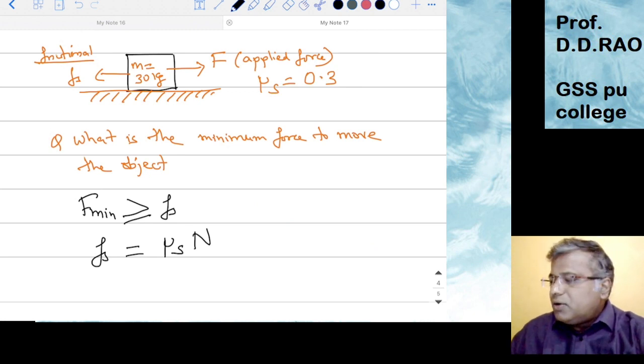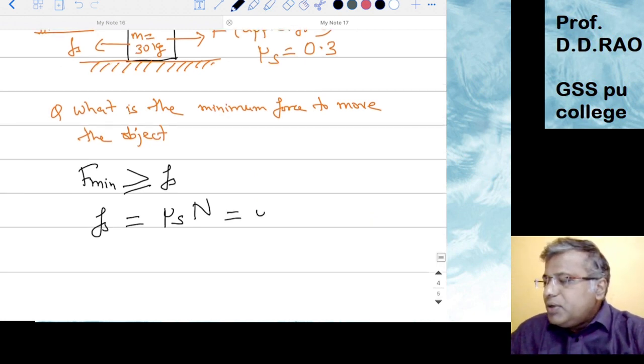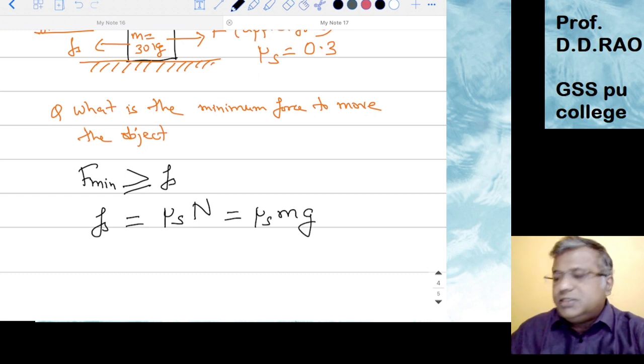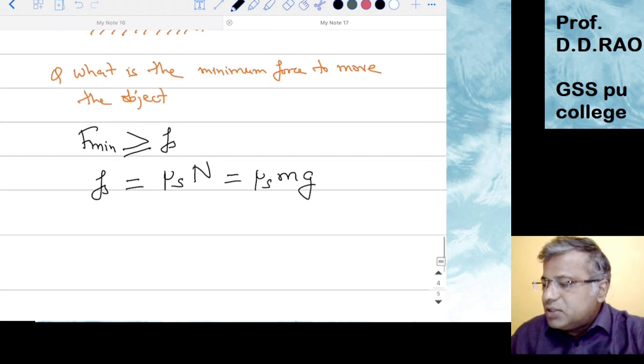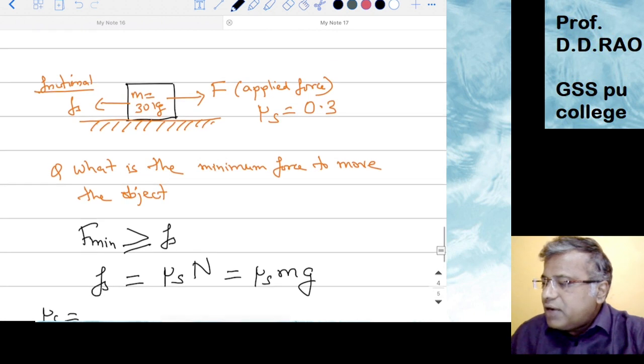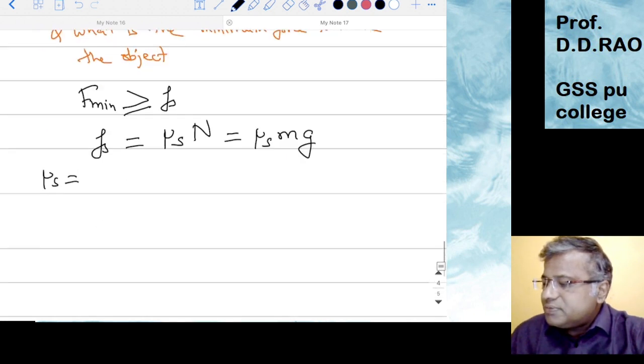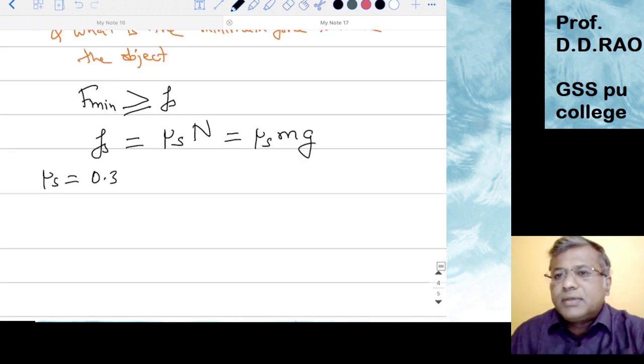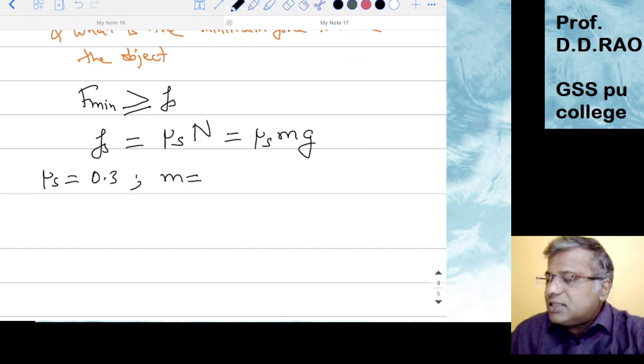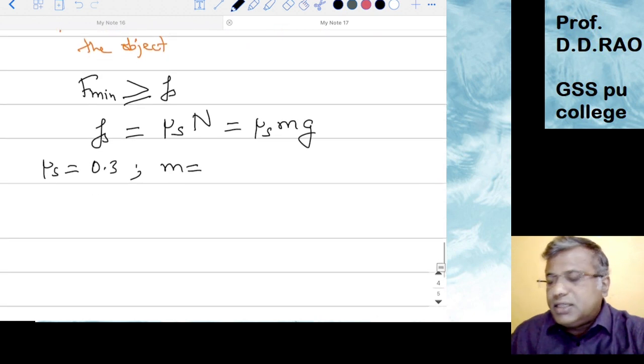Now we know that it is mu s into m into g, since the normal reaction is given by m into g. So now if I do the calculation, what are the values? As per our question, the value of mu s is 0.3. The mass of the object I have taken is 30 kgs. The value of g is 9.8.